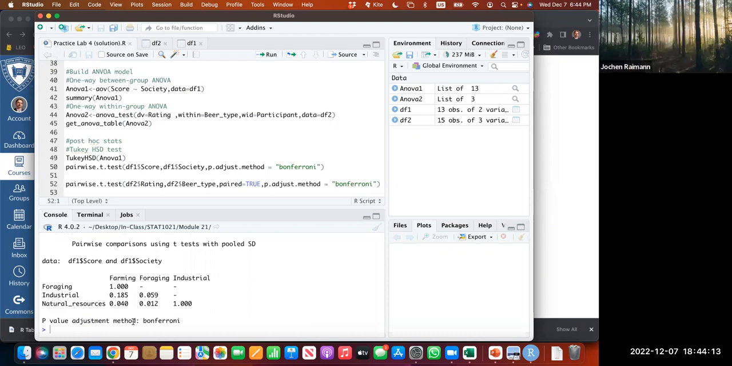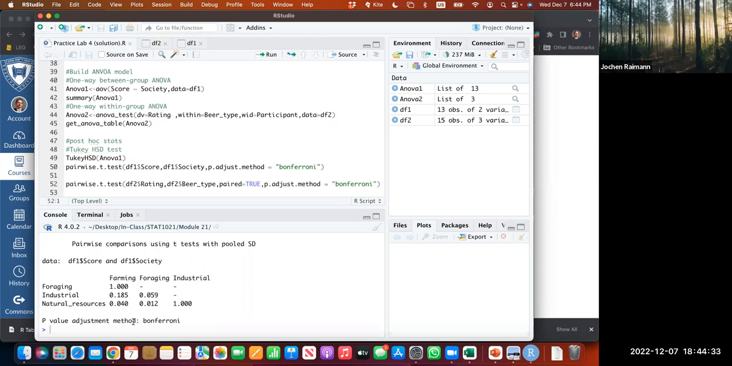We're getting here a comparison between each respective group, and you need to look at this row versus column. So you follow the row all the way to the column. So this is this POS comparison. Industrial versus farming is this comparison.